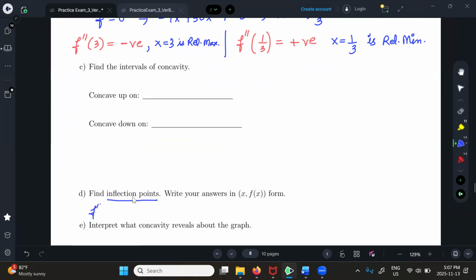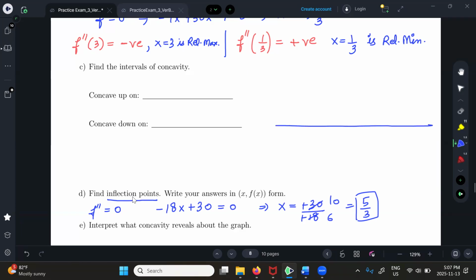The second derivative becomes 0. Remember this, okay? The second derivative was negative 18x plus 30. Make it 0. You get x equals negative 30 over negative 18, which is 10 over 6, so 5 over 3. I have got one inflection point, which is very likely because you only have a degree 1.